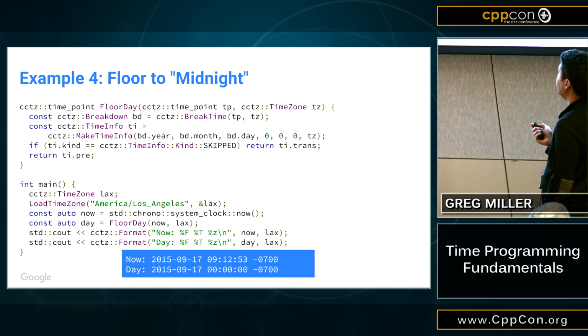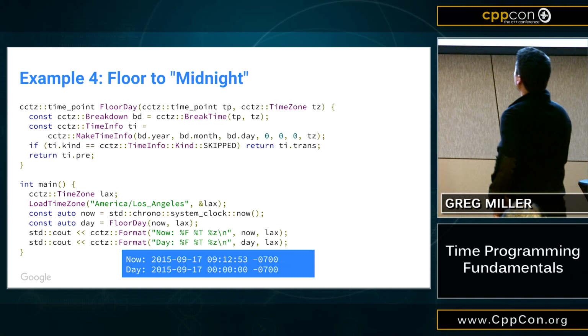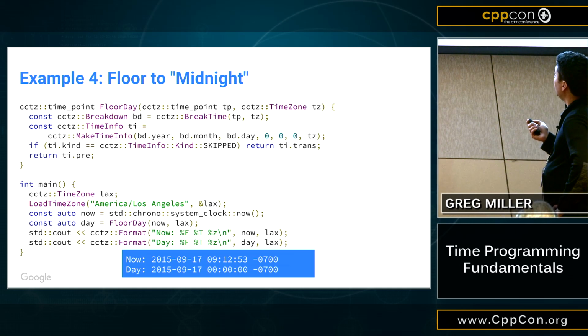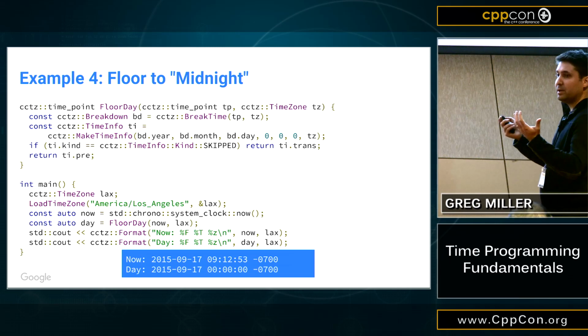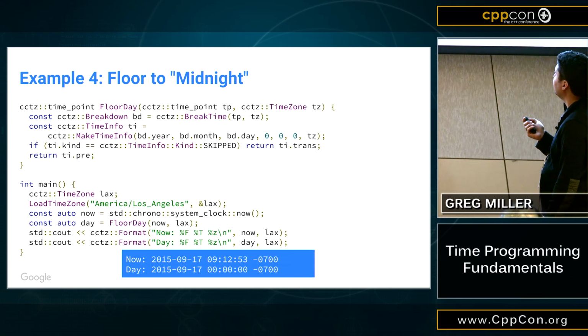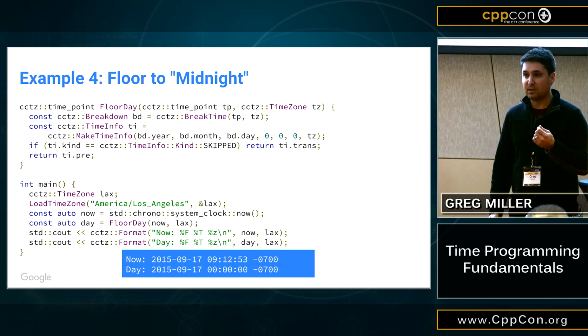So the arguments are, it's given a time point and a time zone, and it's supposed to return the time point for the first instant of that day. So we start off, we just say break time, and we get a breakdown, so we get all the civil time components of that time. And then fundamentally what I want to do is take that civil time and ask for the midnight hour and have it turn that midnight hour into a real absolute time, a real time point.